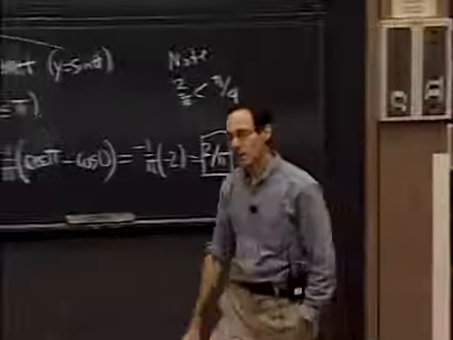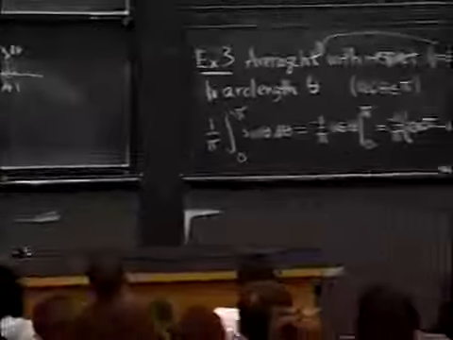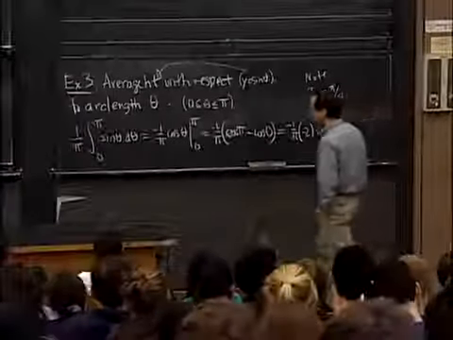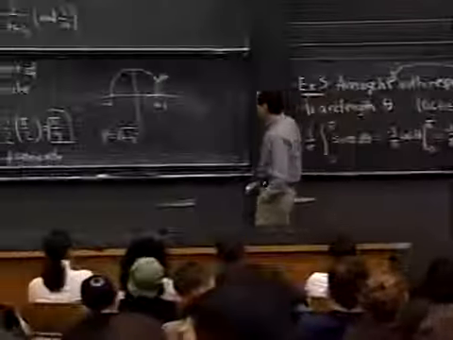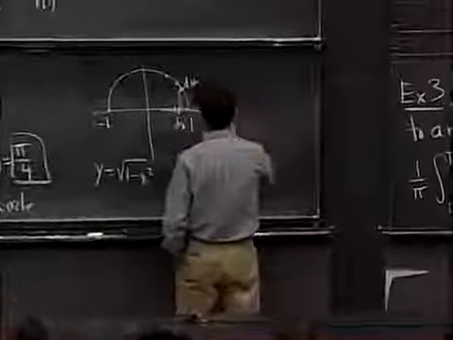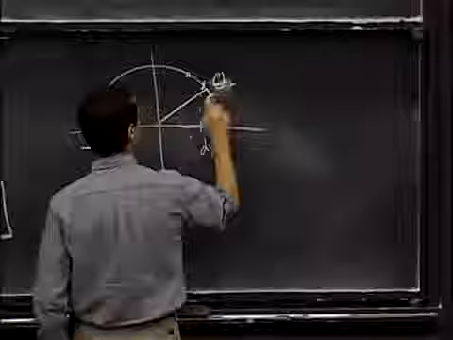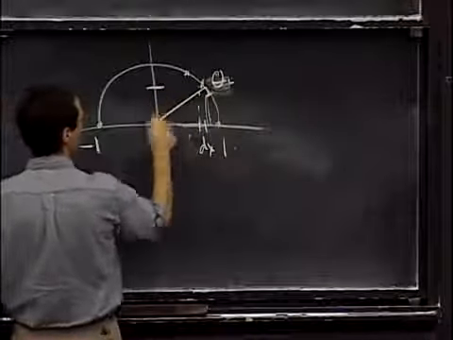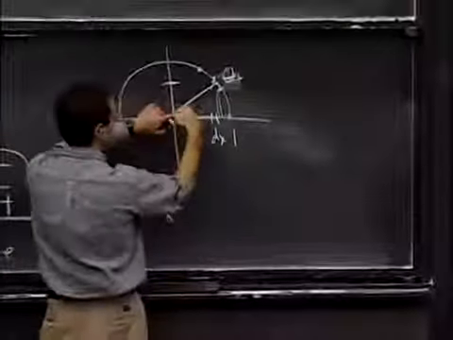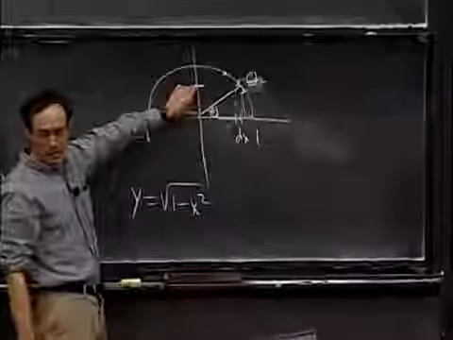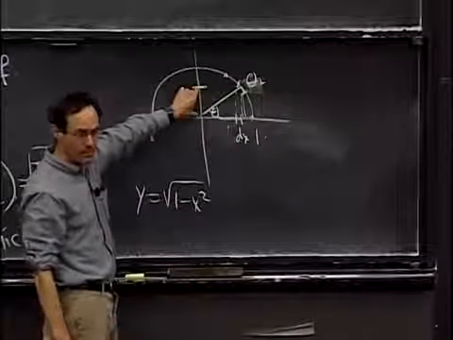Yeah, question. The question is, how did I get sine theta? And the answer is on this diagram, if theta is over here, then this height is this, and this is the angle theta, then the height is the sine. Okay?